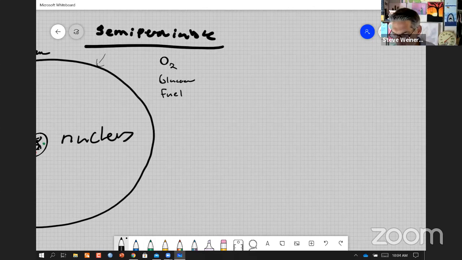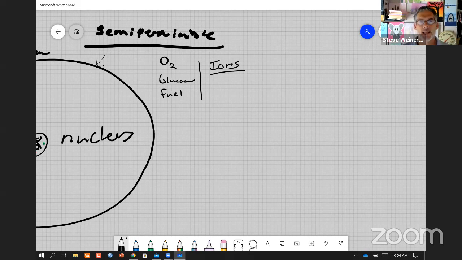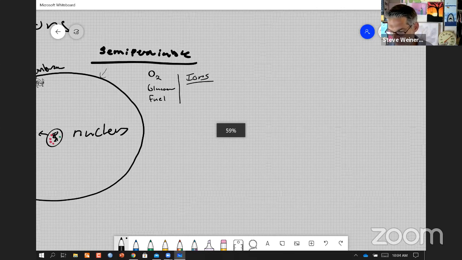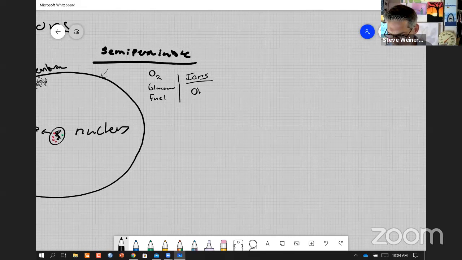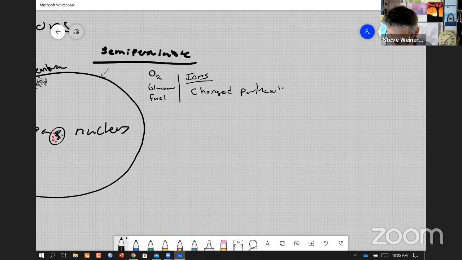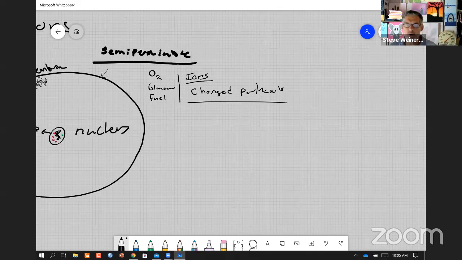Well, one thing that doesn't go across the membrane very quickly are ions. So again, this becomes kind of a pain, but with ions, we have to add some chemistry here. Charged particles. Why would a charged particle not go across this membrane very quickly? Held by the fat. Because it's fat.